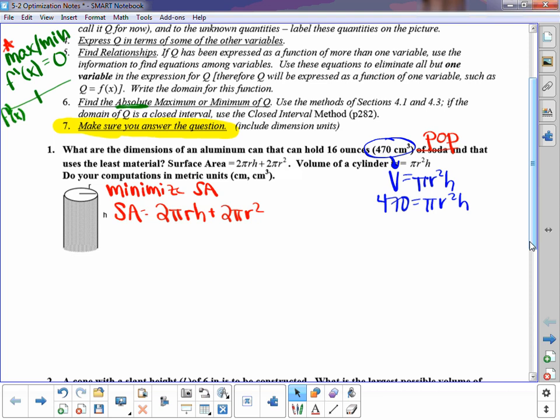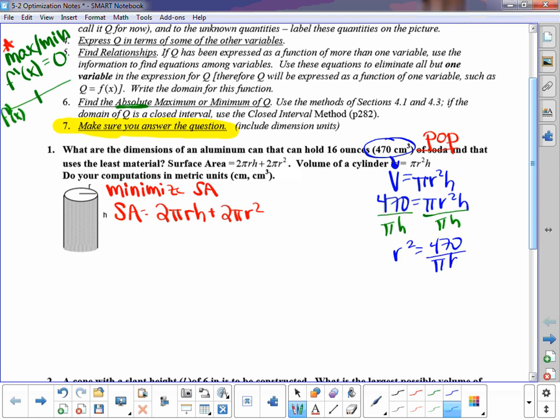So if we solve for R, then we would get, okay, so divide by pi h, divide by pi h. So we get r squared equals 470 divided by pi h. Then square rooted. You guys want to introduce the square root into that? Yeah, a bit of a yikes with that one, right?